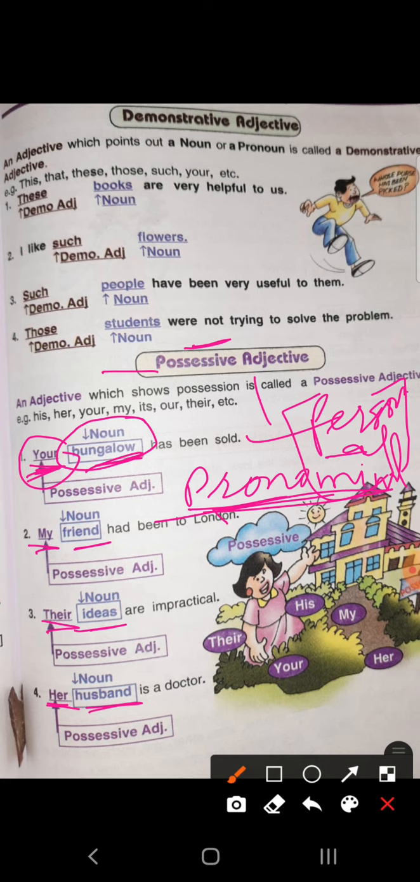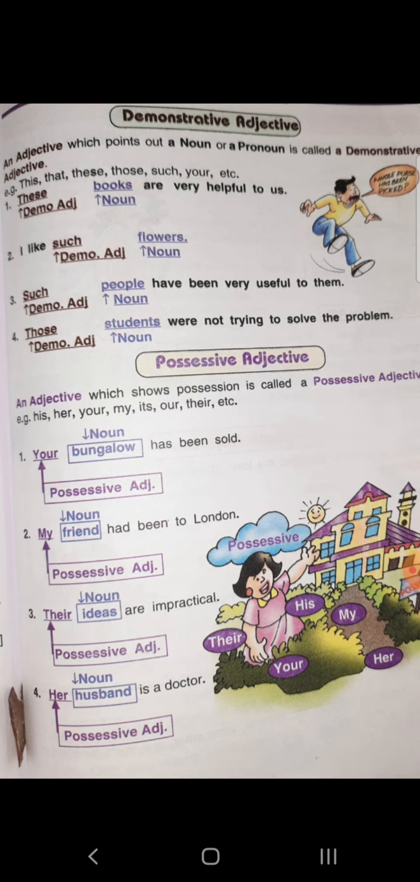So the words your, my, his, our, her are the words derived from personal pronouns. They are called pronominal adjectives, and they are also called possessive adjectives because they are used to show possession.